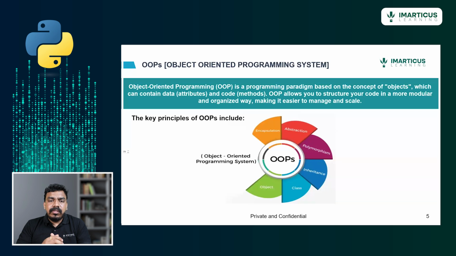So OOPS allows you to write code in a structured way, which makes organizing the code much easier and simpler, and you can manage the entire project. The major key principles of object-oriented programming are encapsulation, abstraction, polymorphism, inheritance, objects, as well as class. We'll try to understand each and every topic step by step.